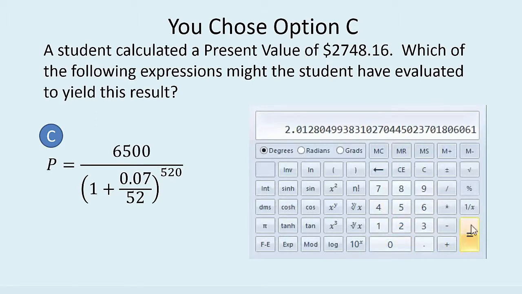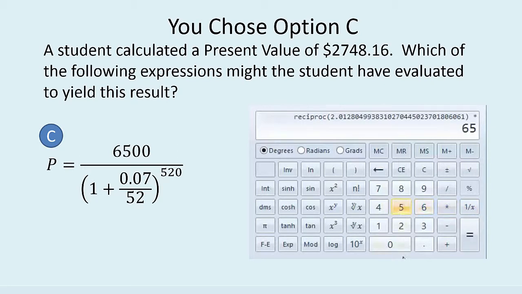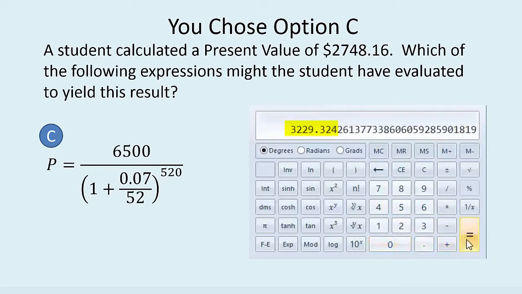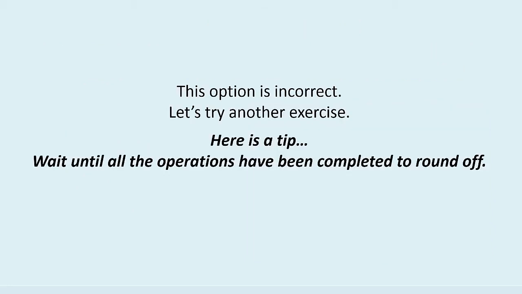We need to divide by that value or multiply by its reciprocal, which is what I'm going to do. So 1 over x gives us the reciprocal, and we multiply that times 6,500. This gives us $3,229.32. This option is incorrect.